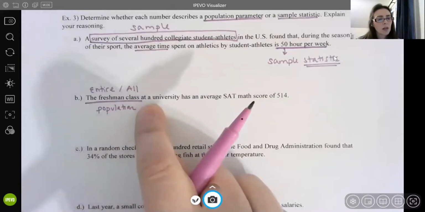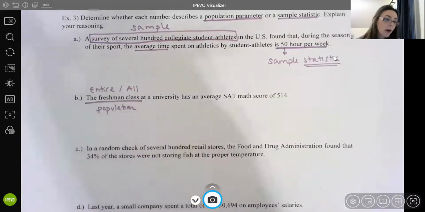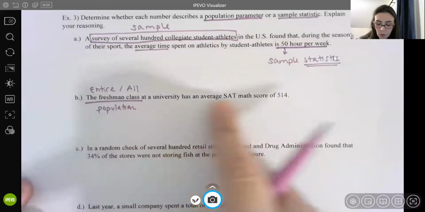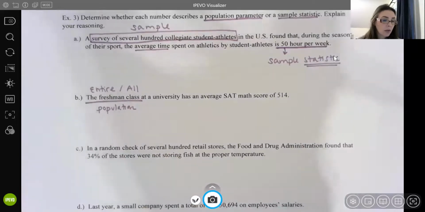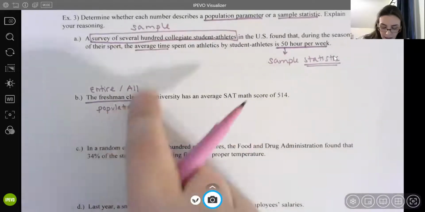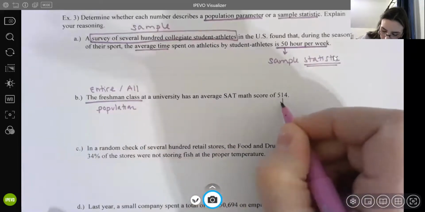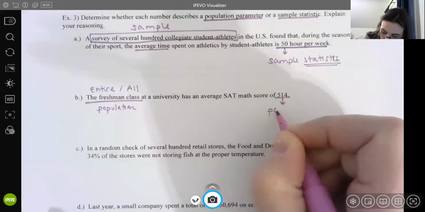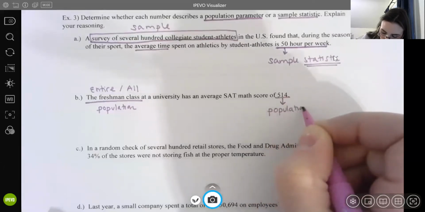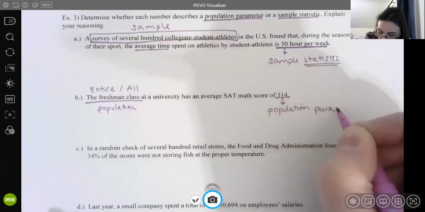Right? And this makes sense. A lot of schools, when you have to apply, do require SAT scores. So a school would have every SAT score, theoretically speaking, from all its freshman students if they require the SATs, right? So you would have to submit it in order to apply in this case. So that would be everybody. So that's everybody, so it's a population. So this is a population parameter.